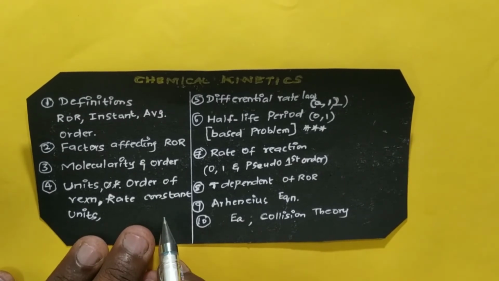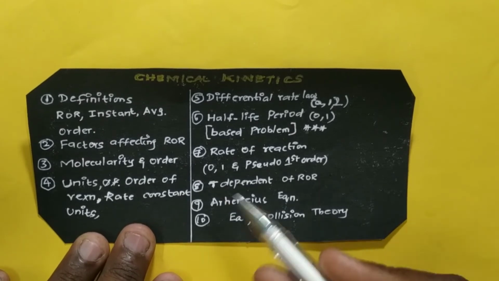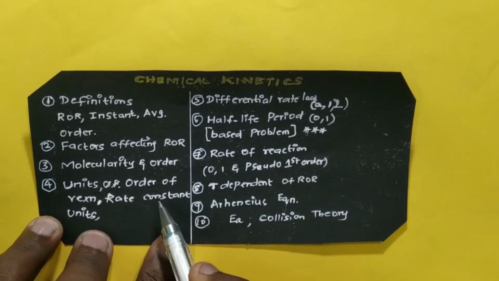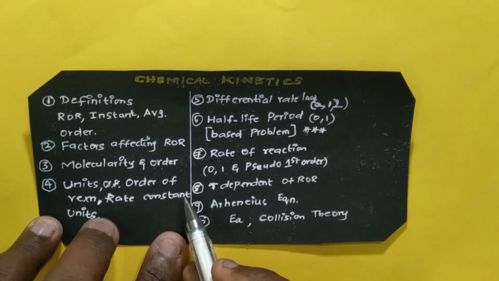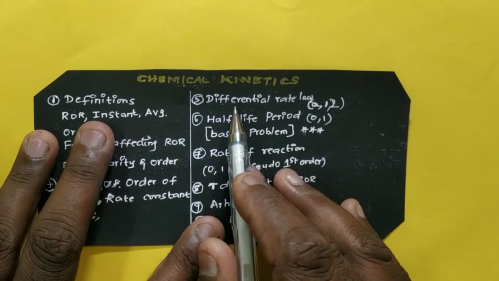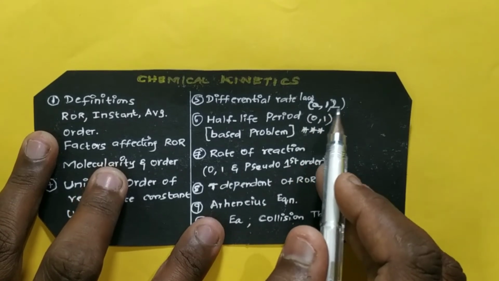Some of the problems will give only units. From that you can find out whether it is a first order, second order or third order reaction. So you can find out the rate of reaction as well as the rate constant units. That is a very important area. And then the differential rate law or rate law equation for zero order, first order and second order.